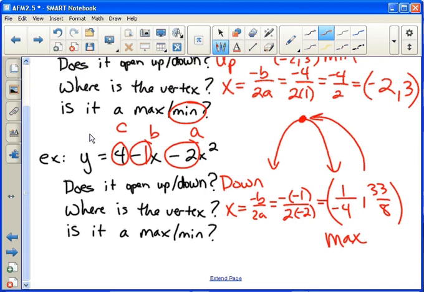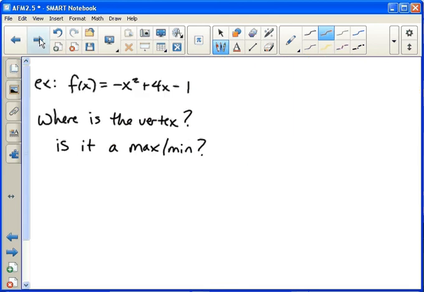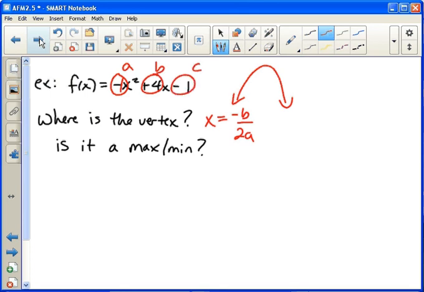Last example, -x squared plus 4x minus 1. Even though they don't ask me whether it's open up or down, I find it really helpful to be able to go ahead and draw that picture of it either being up or down. So I'm going to go ahead and look here and notice that that's a negative in front of the x squared, so I must be opening down. Now my vertex I know is -b over 2a, and my a is a -1, my b is a 4, and my c is a -1. So I get -4 over 2 times -1, so -4 over -2 is 2.